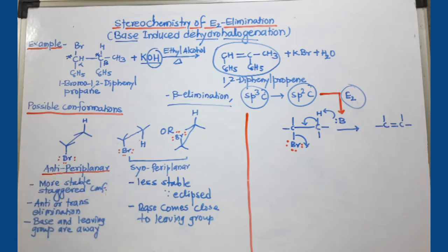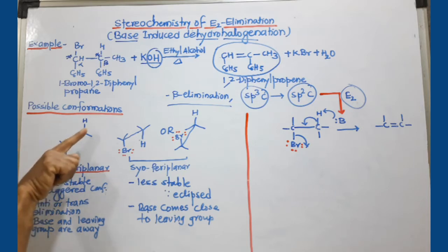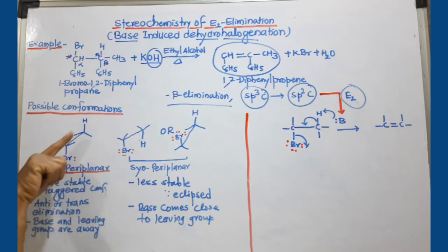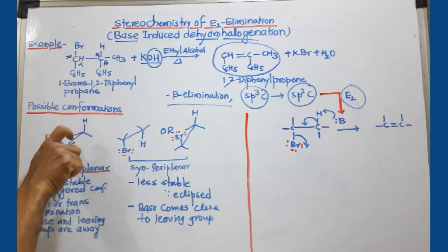Now see which is more stable. You can see obviously here in this case all bonds are not coinciding. This bond is lying between these two bonds. That means there is a certain dihedral angle.